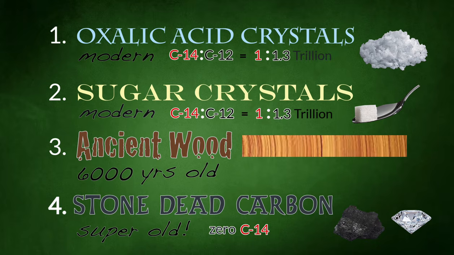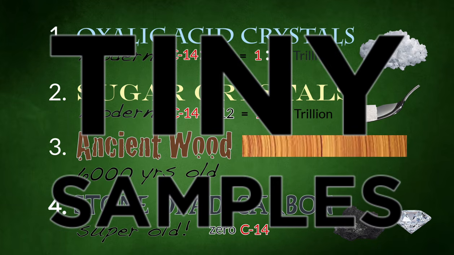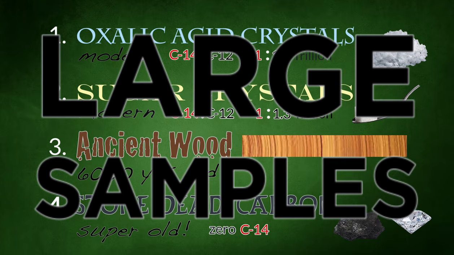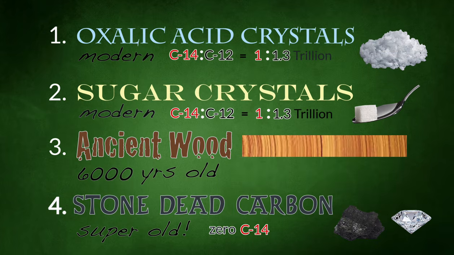Here's the twist. They didn't just test these substances once. They tested tiny samples of each, and they also tested large samples of each. That way they could see whether sample size made a difference in the results. Here are their key findings.